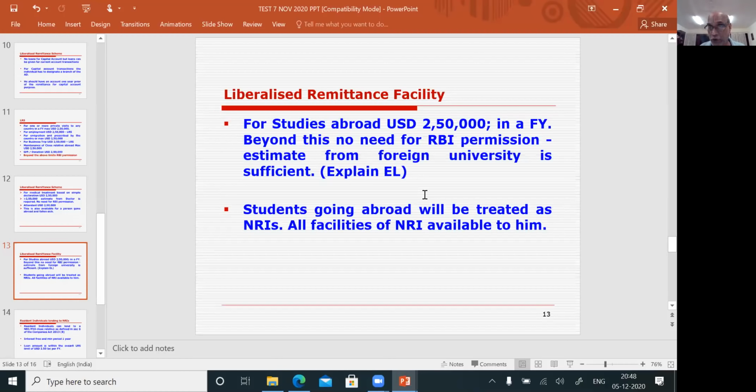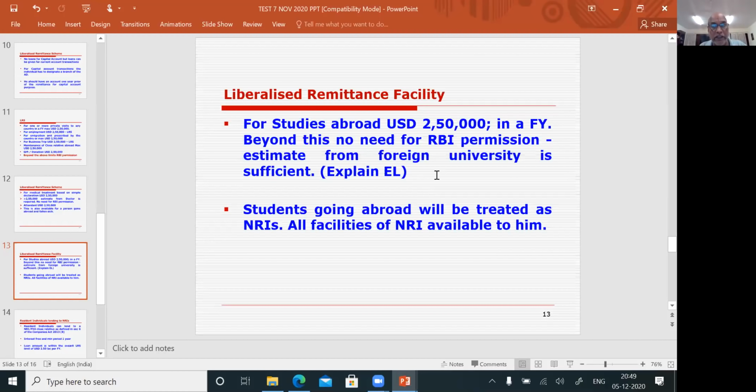Suppose beyond 2,50,000, if he wants, then ask him for the estimate from the foreign university. Now you may say, sir, I am giving a lot of educational loan, I am asking for the estimate. For education loan, an estimate is required, even up to 2,50,000 US dollar, because it is public money you are releasing. Whereas when he wants to go abroad for studies without an educational loan, he gives a simple declaration and takes 2,50,000 US dollar from you. Beyond $2,50,000, if he wants, you ask him for a certificate or estimate from the university. Okay, sir.